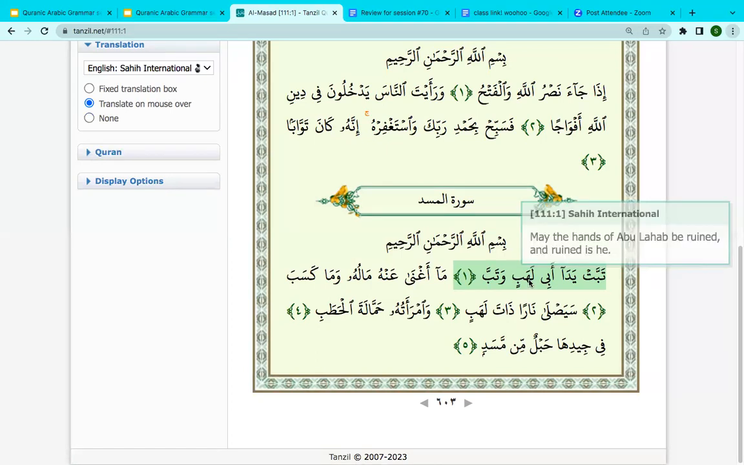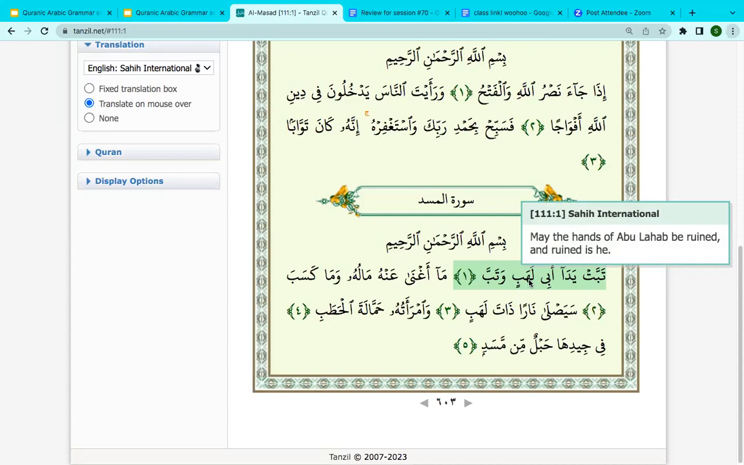let's see. May the hands of Abu Lahab be ruined, and ruined is he. How are you seeing past tense being used here? What do you think? Is it a conventional, regular use of past tense, or a non-standard use of past tense that you are seeing here?